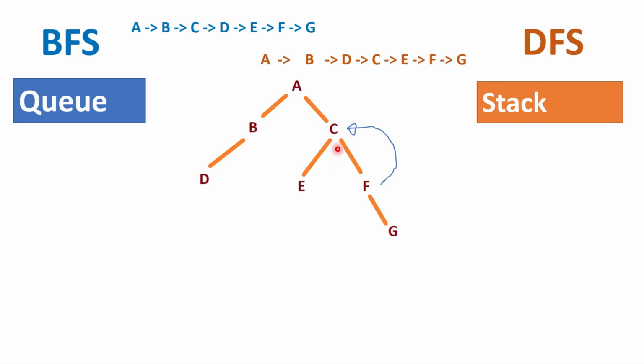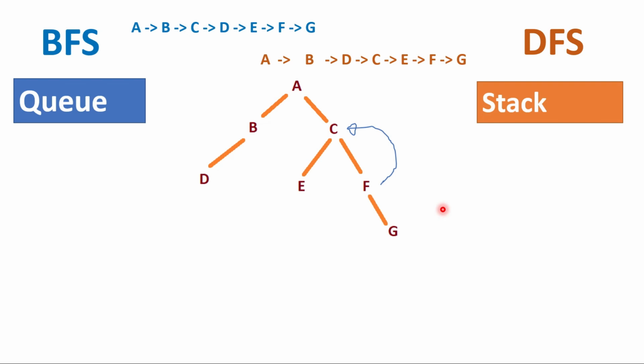When I check who are C's neighbors, it will call E and F. Then when I come to F, who are the neighbors? G and again C. Then again I will go to C, again I will come to F, then again I will go to C. That way one cycle will form, so we can never get a result.